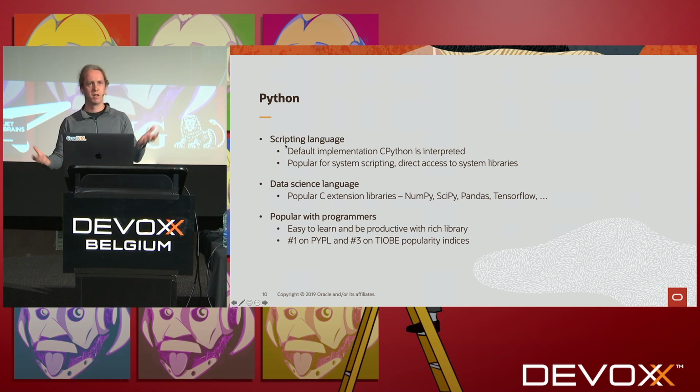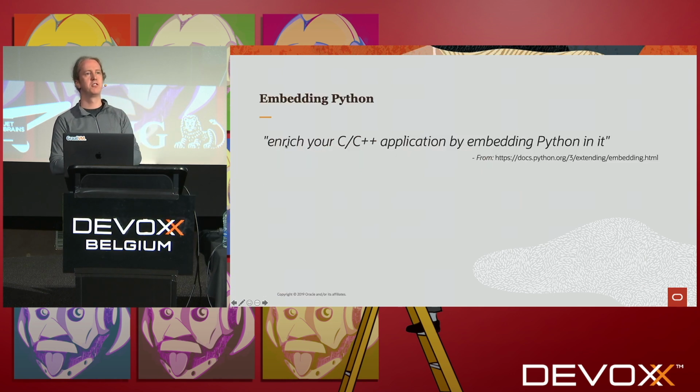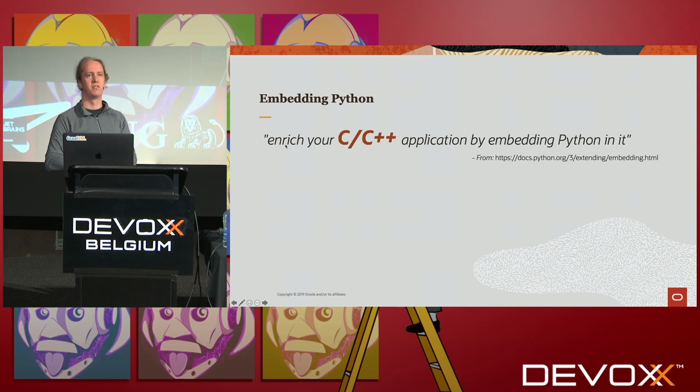So you want to use Python in your application, so you're embedding it in your applications. And there's a whole chapter in the Python manual on how to do that, on how to enrich your C, C++ applications by embedding Python. I'm sure you've spotted the problem here. It's the C, C++ part.